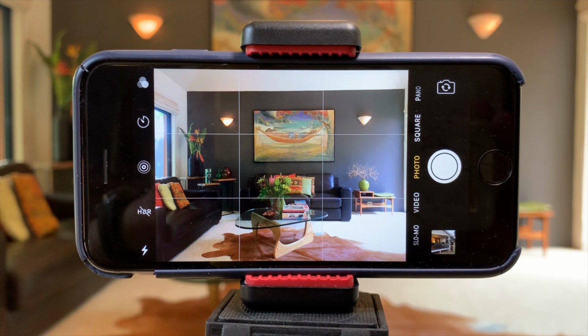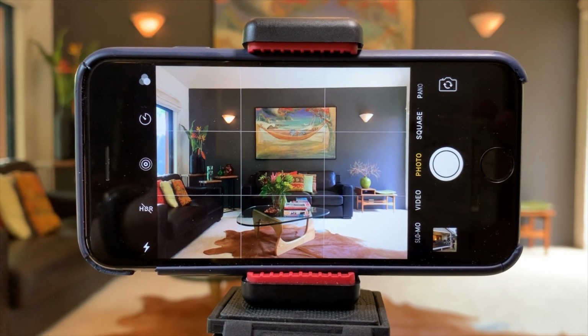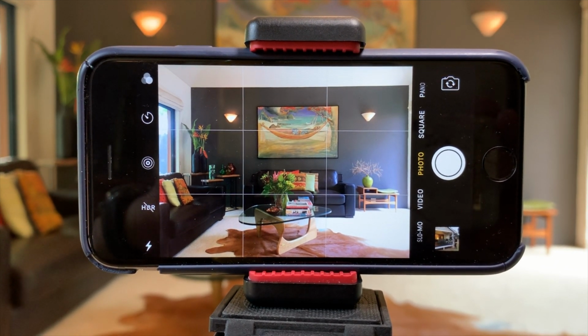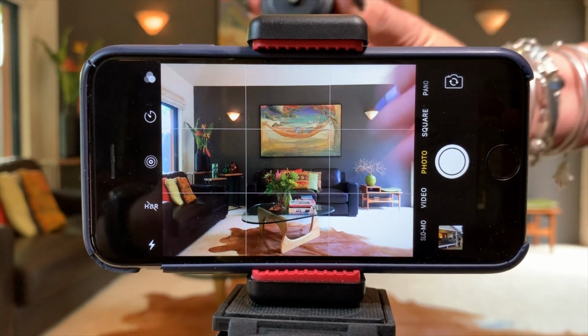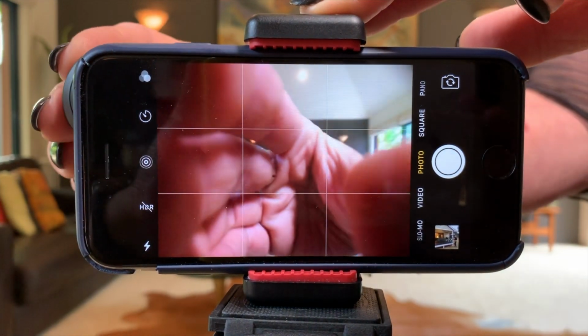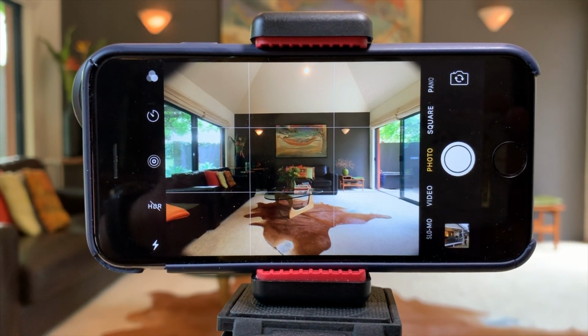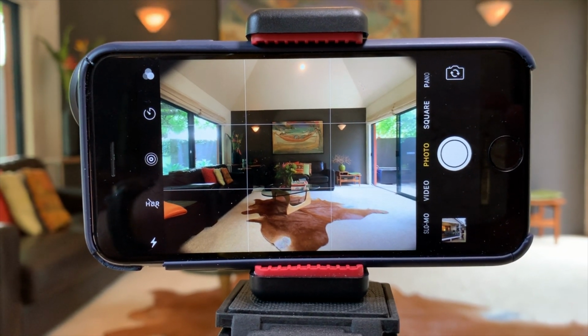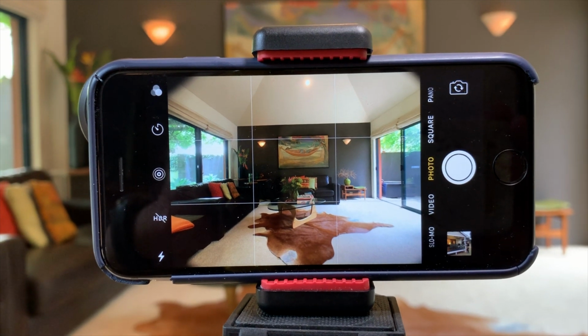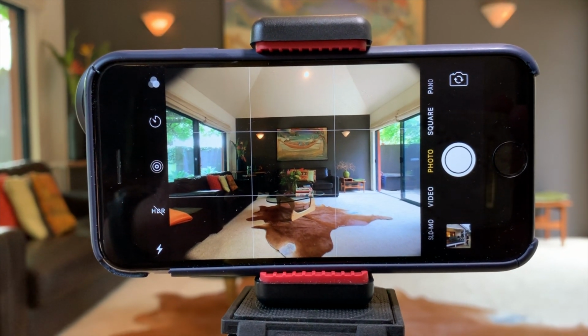Okay, this is the image you get without the 18mm wide angle lens attached. So this is the importance of attaching it, because of the difference it makes. It's really important also, especially for small rooms like bathrooms.